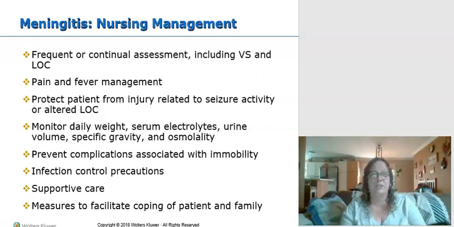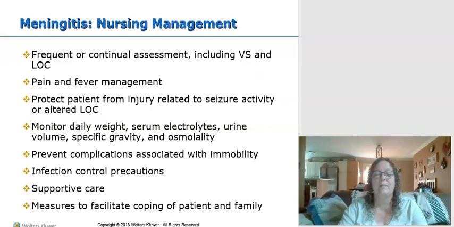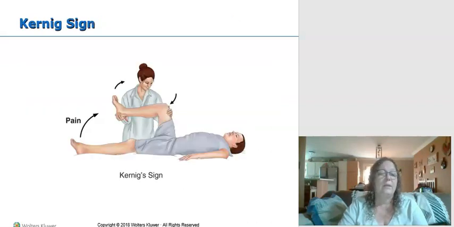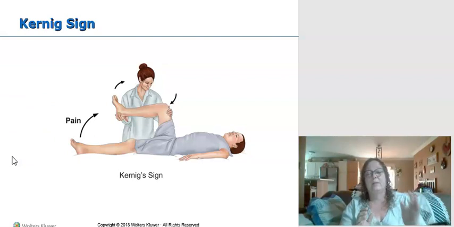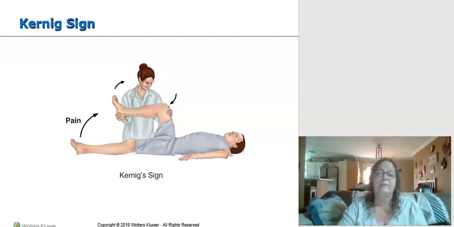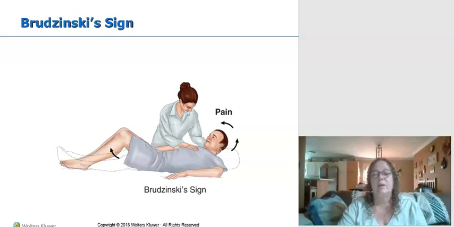Infection control precautions. So do these patients need to be isolated? Supportive care. So again, supporting any sequelae that come after this, and measures to facilitate coping of friends and family. So this can be very serious. And we talked about the Kernig's sign. So this is how you perform it with a patient lying flat. You'll want to move your leg up, and then you'll get pain with that. And here's your Brudzinski's sign.